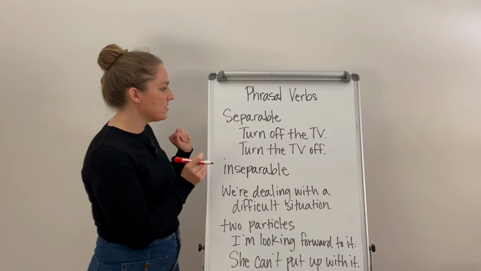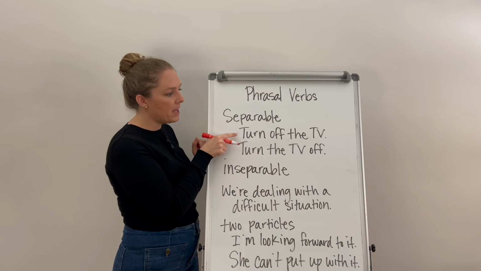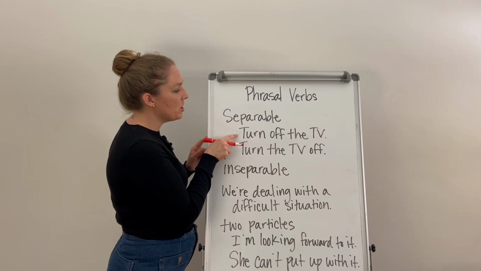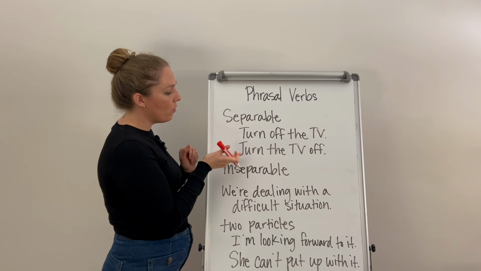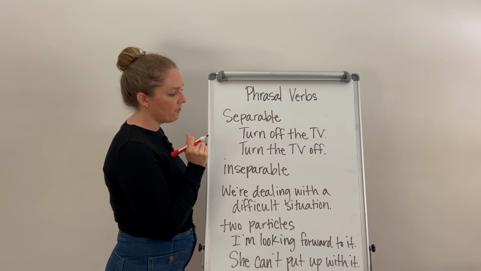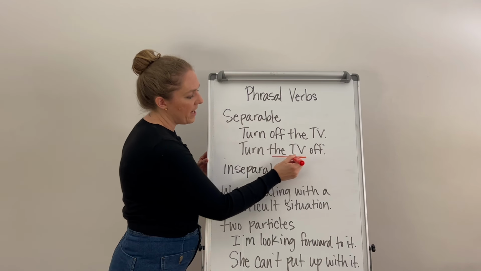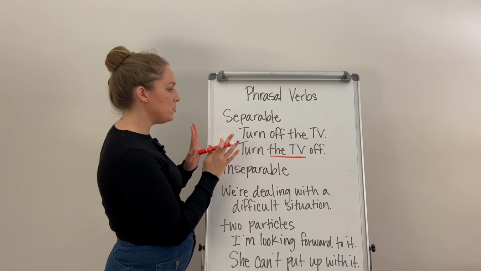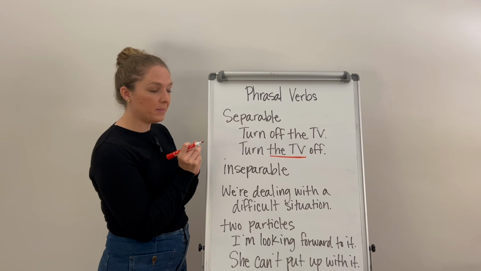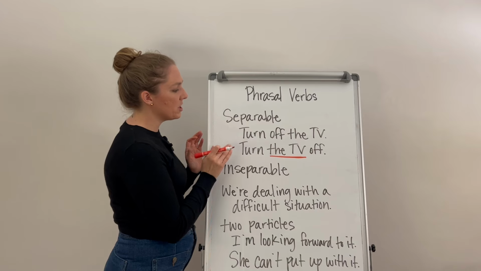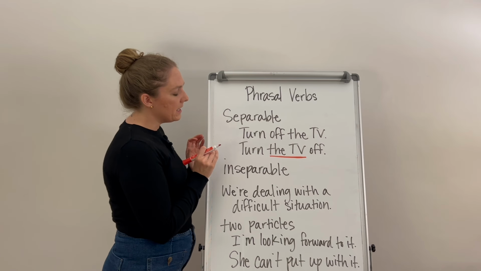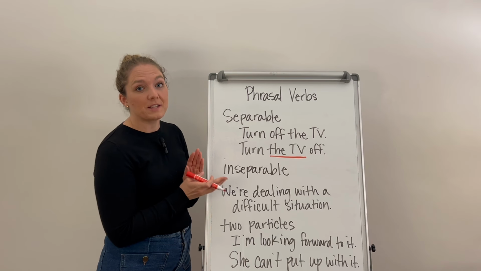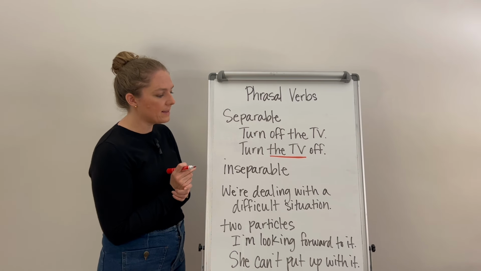An example of this would be with turn off, and it would also work with turn on. Turn off the TV or turn the TV off. So then you see the object is in the middle of the phrasal verb. So sometimes you can separate a phrasal verb, turn off the TV, turn the TV off, but sometimes you cannot separate phrasal verbs. It just will not make sense.